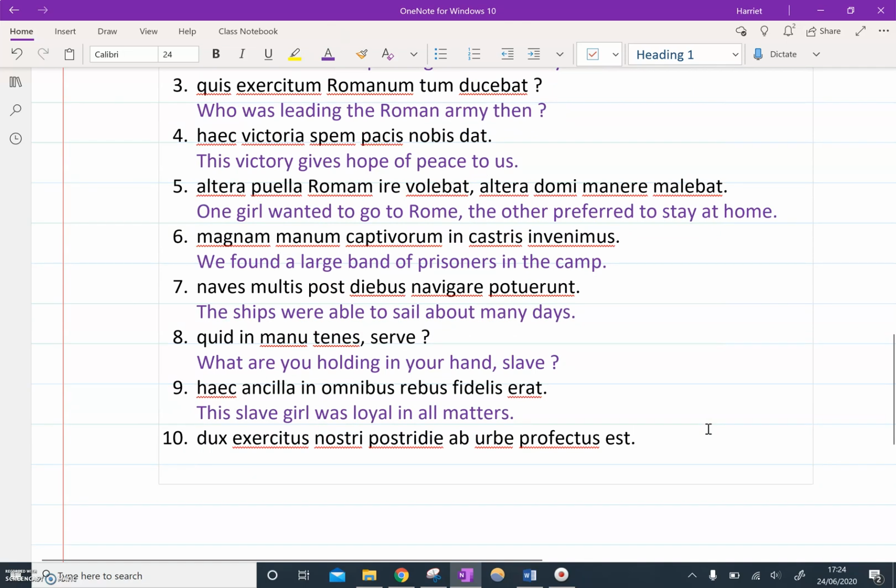Okay, so exercitus is your 4th declension. Could it be nominative? No, because dux is the nominative, so it's going to be genitive this time. So the leader of the army. Think about it, it's what makes most sense. In fact, the leader of nostri, of our army. Nostri is also genitive. Set out on the next day from the city.